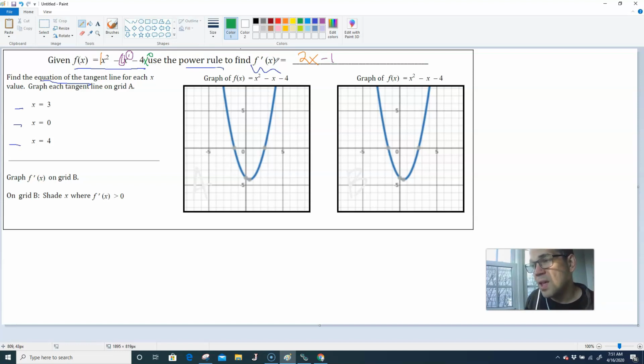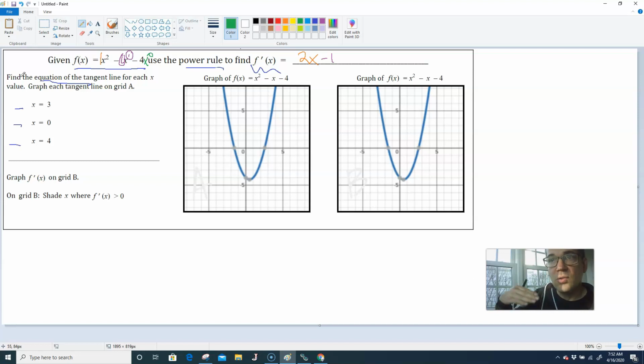This is the function that will let me find the slope of the local linearity. So as we zoom in on any x point and get that straight line, that'll tell me the slope of that line at that point. We can use that to find the tangent line at x equals 3 or x equals 0 or x equals 4.